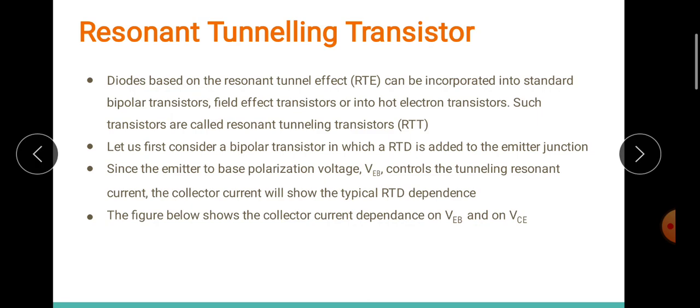Now let's consider each case, right? Now let's consider a bipolar transistor to which a RTD is added in the emitter junction. See, since the emitter to base junction is supplied by a voltage VEB, this controls the tunneling current, and this tunneling current will show the RTD effect. Now what is RTD effect?